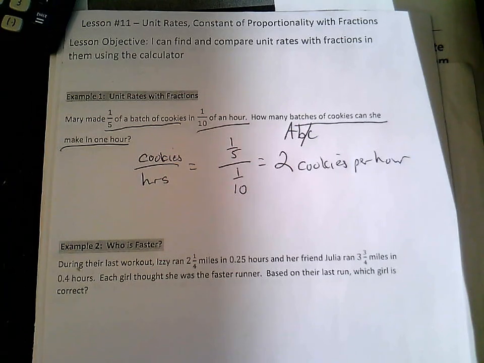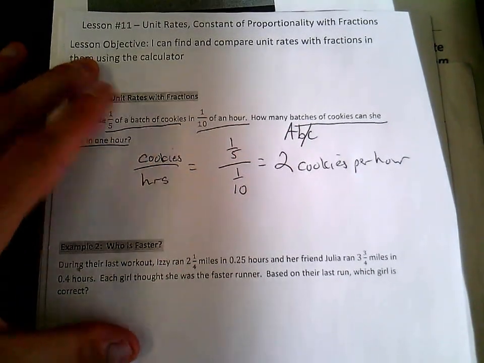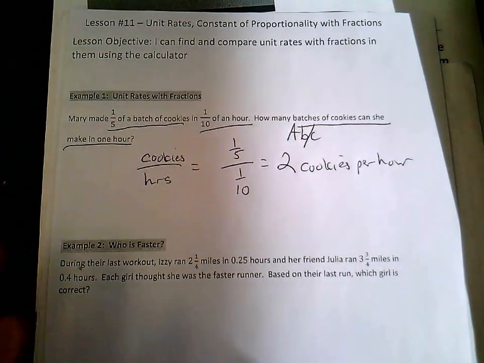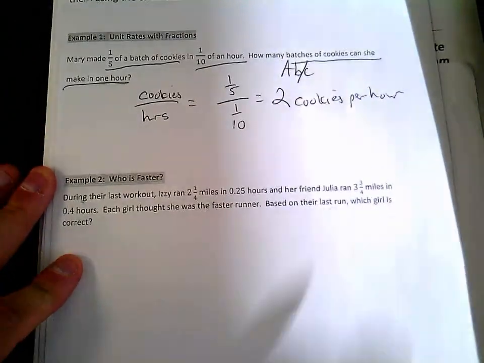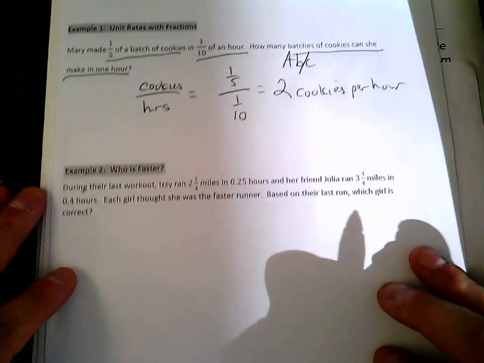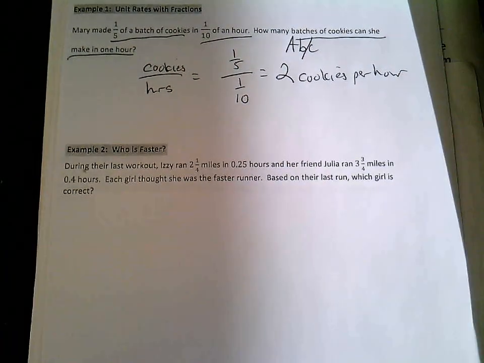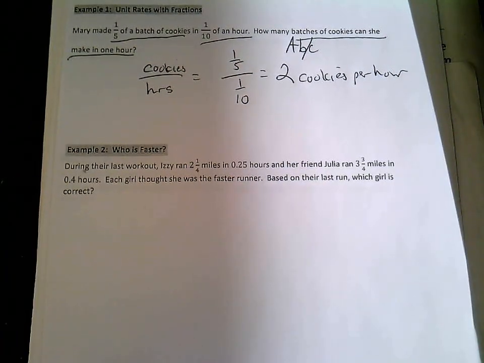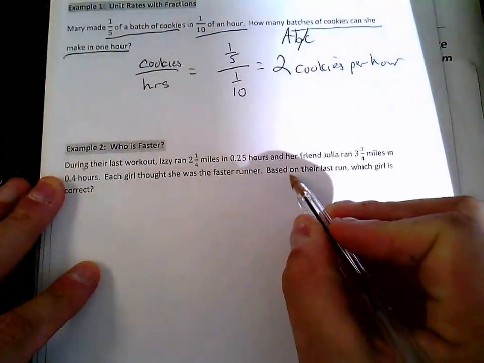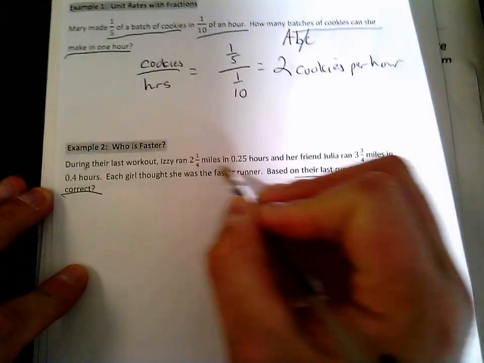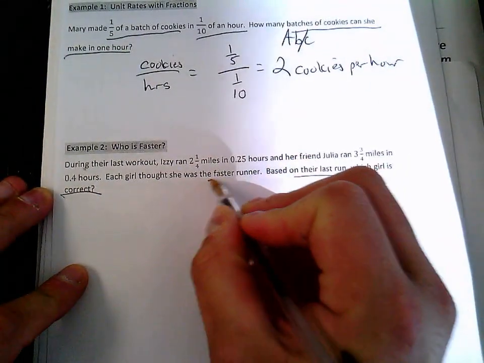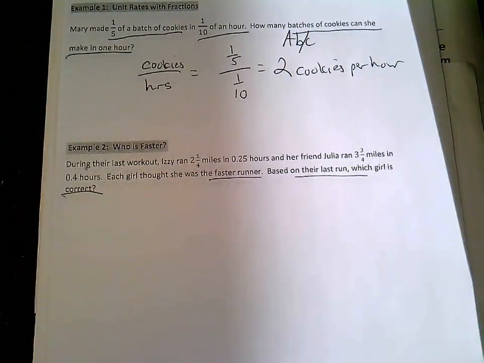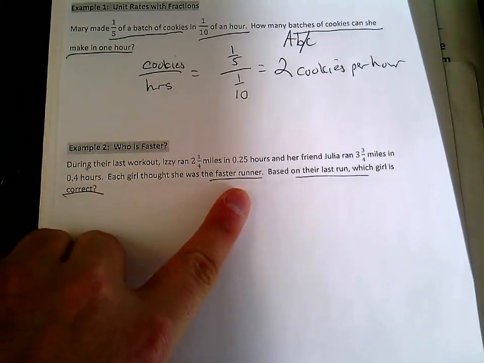All right, so example number 1 is out of the way. If you need to pause this and rewatch it, by all means, go right ahead. All right, example 2. Who is faster? Remember earlier in the year we did some problems where we had to figure out what was the better buy, who ran faster, what was the better mileage. Based on their last run, which girl is correct? Each girl thought she was the faster runner. Notice I'm going to the end because I want to get an idea of what I'm trying to figure out.